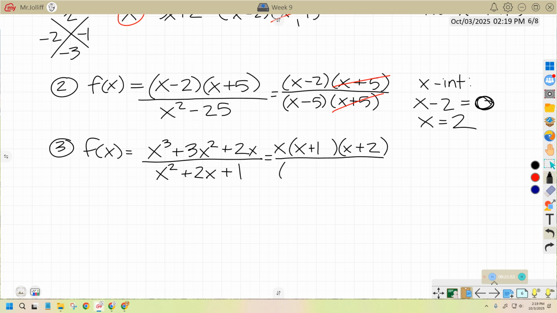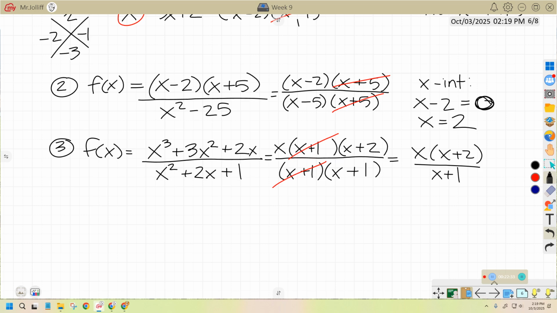Denominator, x squared plus 2x plus 1. What are the factors of x squared plus 2x plus 1? 1 and 1. Very good. Some stuff cancels. X plus 1 divided by x plus 1 cancels. I am left with x times x plus 2 over x plus 1.